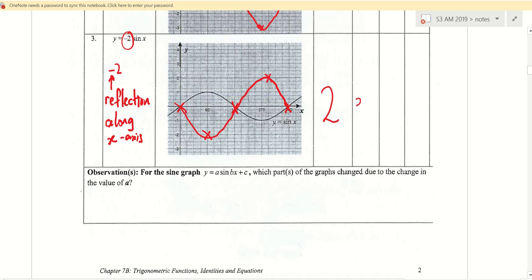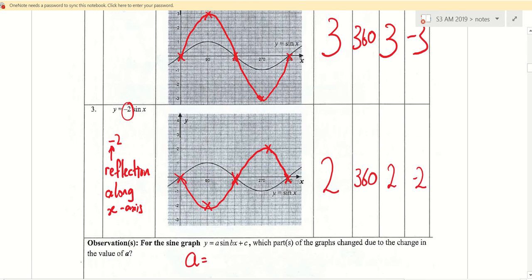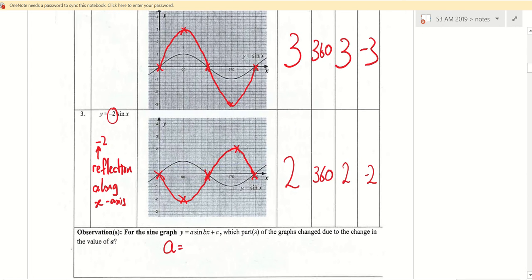Amplitude is still 2. Period is 360, right? And the maximum is 2, the minimum is -2. So far all okay, right? Now we have to observe what part was changed when we change the value of A. Which part of the graph is changed? The x? The y? What was the more correct word? We didn't say the y changed. The amplitude changed. Do you see that?